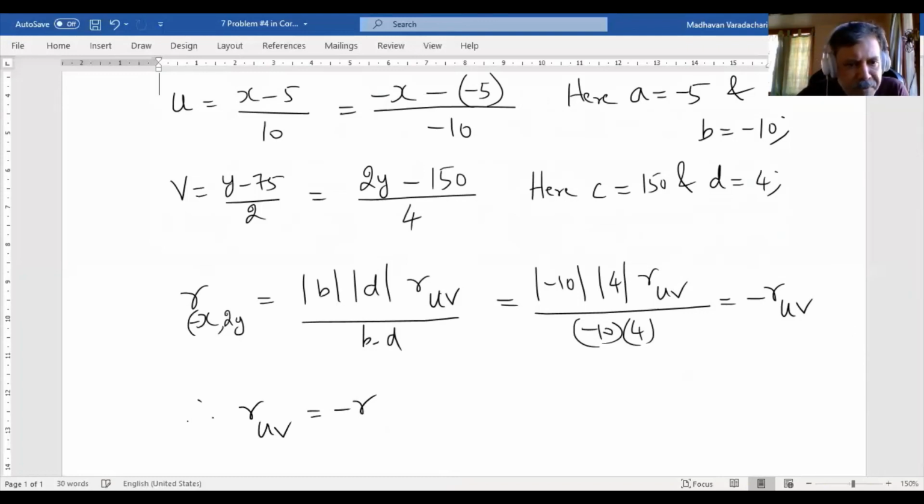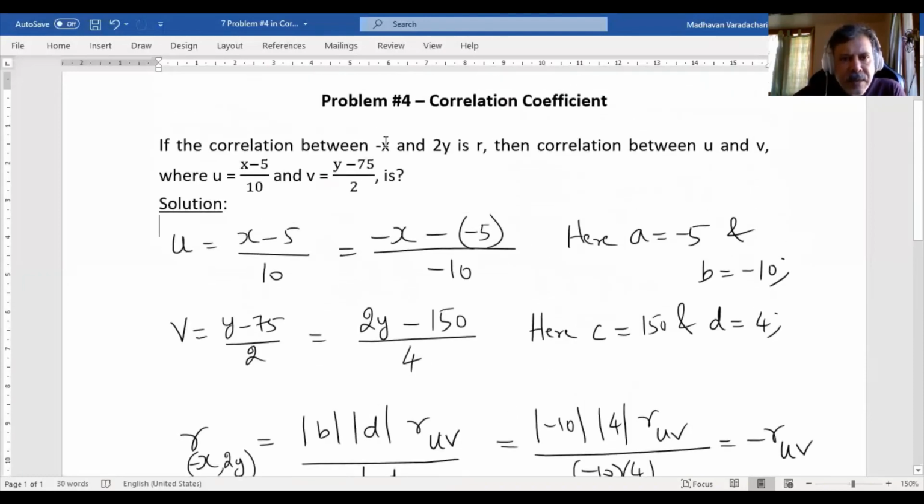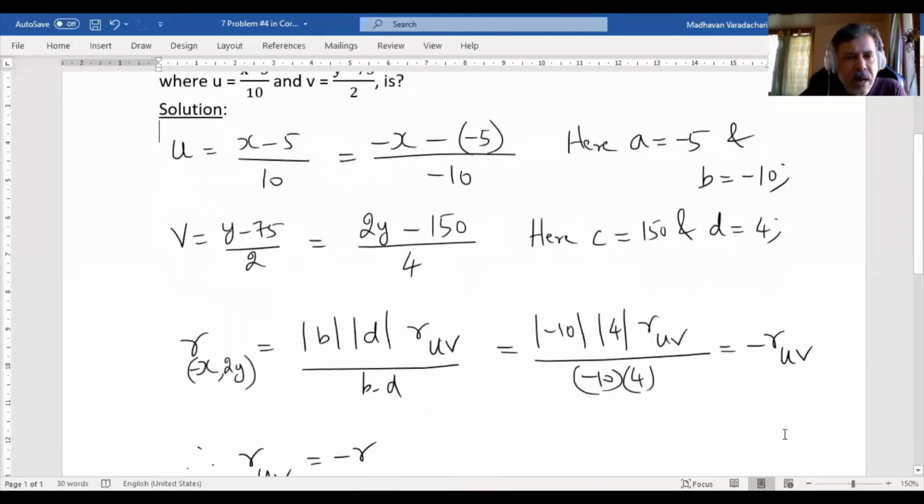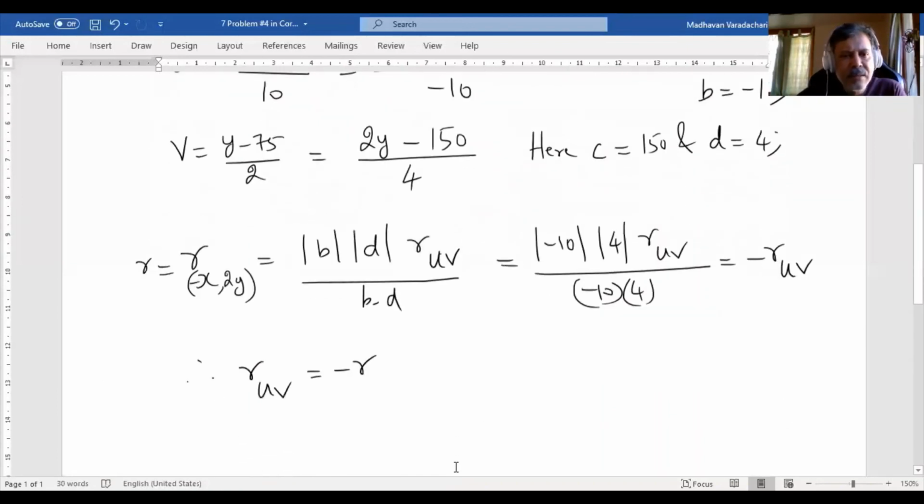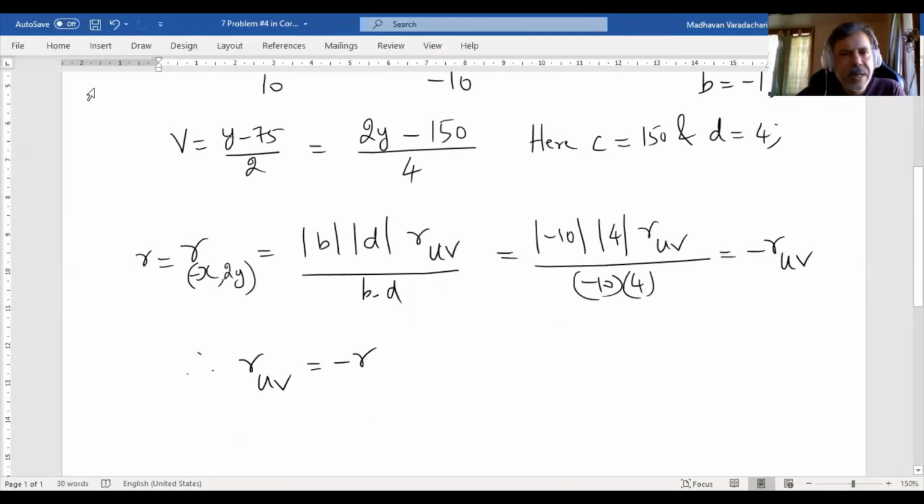This is the correlation between negative x and 2y, and that is giving me a negative r of uv. That means r of minus x and 2y is known to be r. Let me write here, this is r. That means r of u comma v will be negative of r. So that is about this particular question. And see you again in the next video. Thank you.